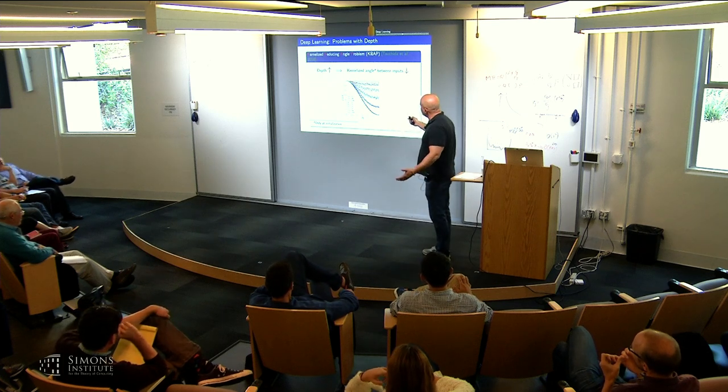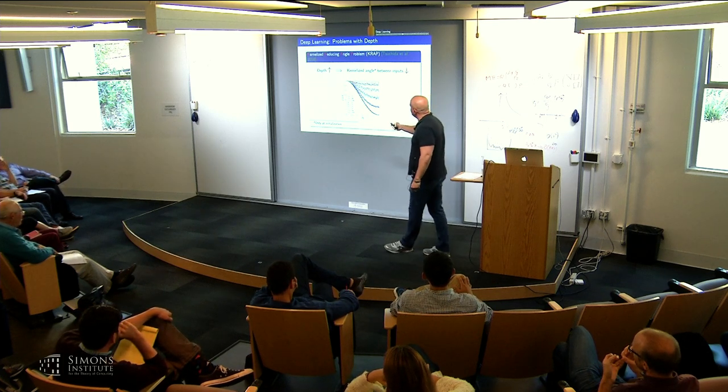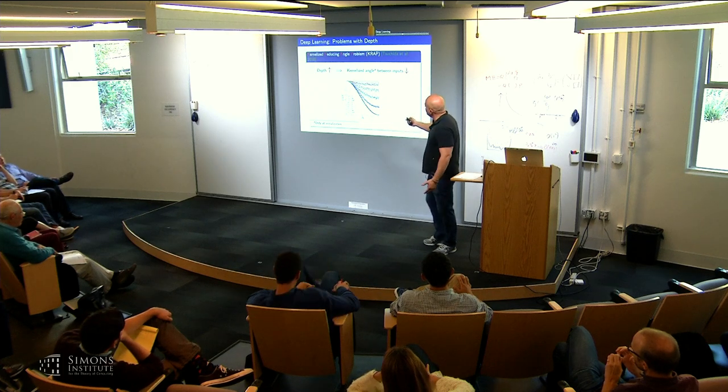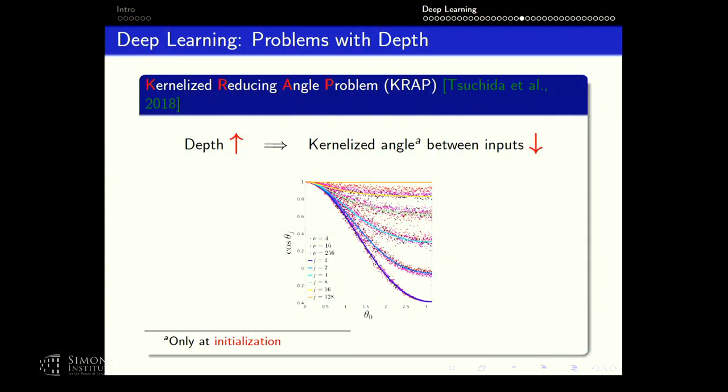So what does CRAP say? The CRAP says that as the depth increases, something we call the kernelized angles between the inputs go to zero. And I could spend a few lectures describing what this graph means. Again, the caveat is that it's only at initialization, but we're going to relax it at the very end.